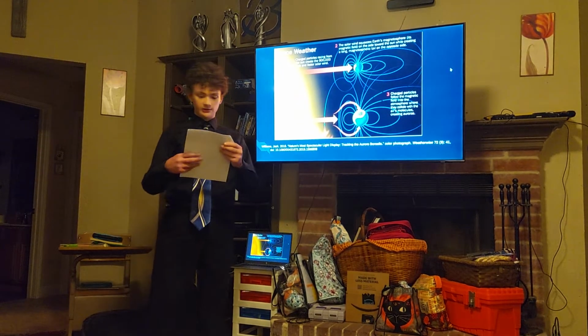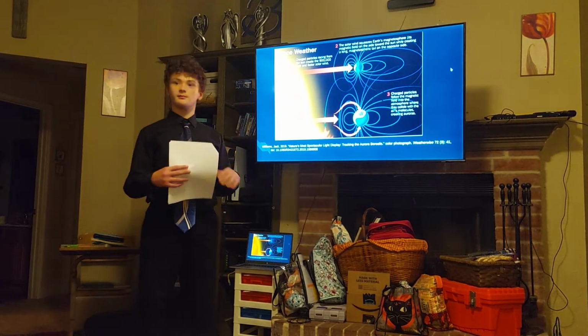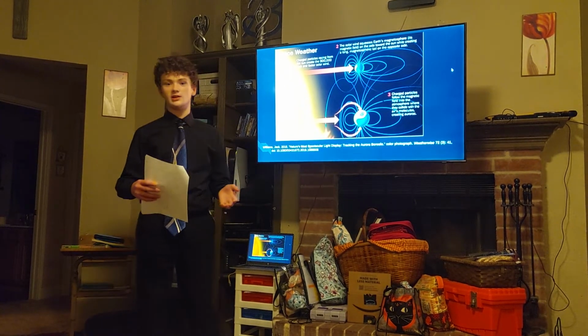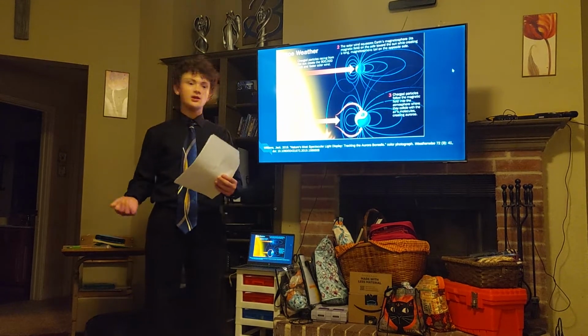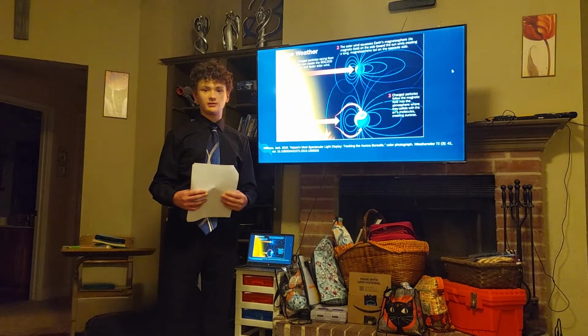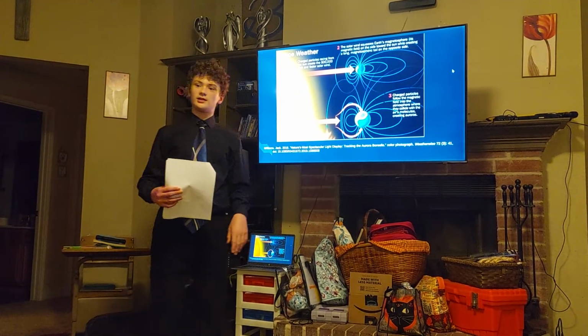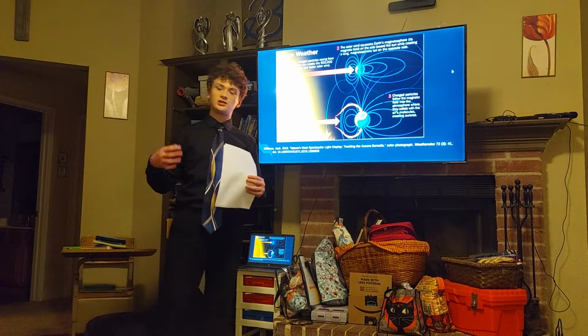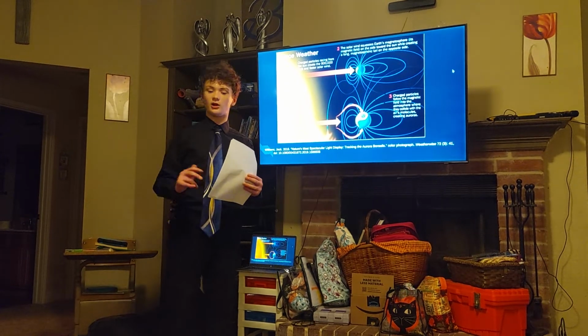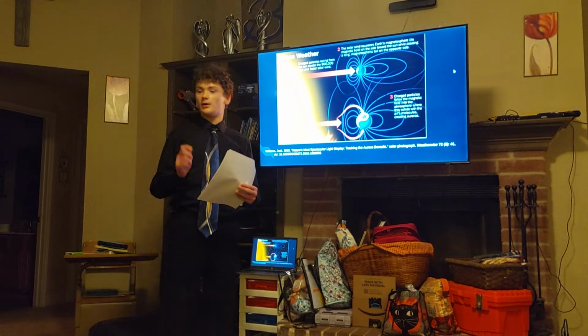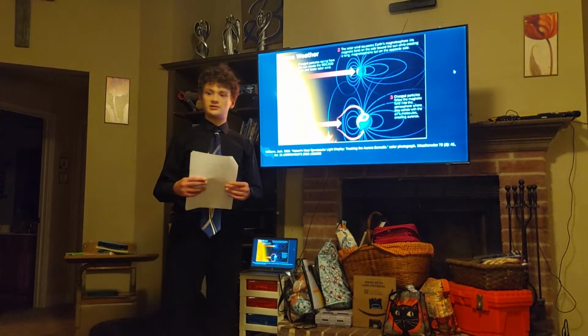Now, this process not only creates the auroras, but it also creates the ionosphere, which is where the auroras occur. Because whenever the electrons come down to Earth's atmosphere, they can either latch onto other atoms, giving them a negative charge, or knock electrons off of atoms to give them a positive charge, and this turns them into ions.